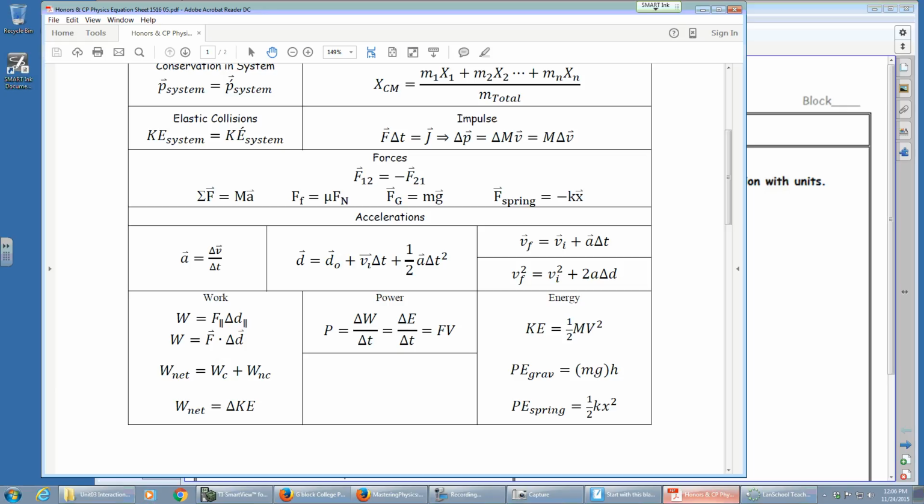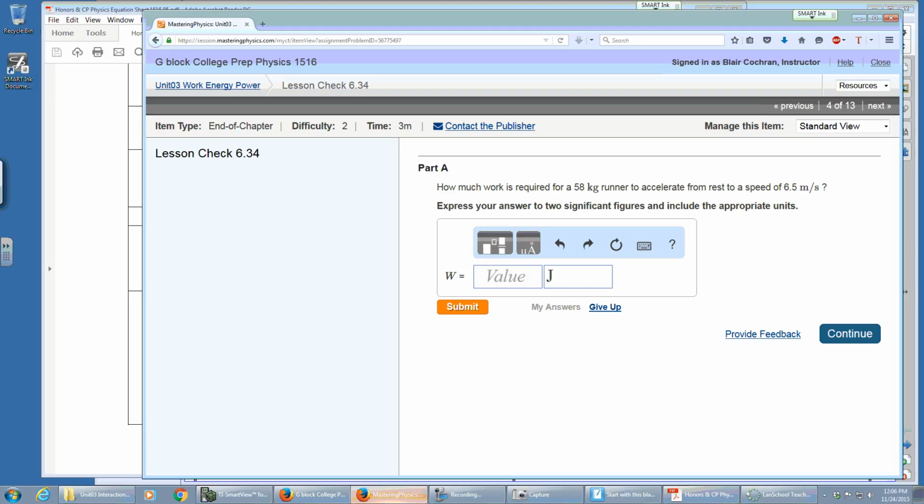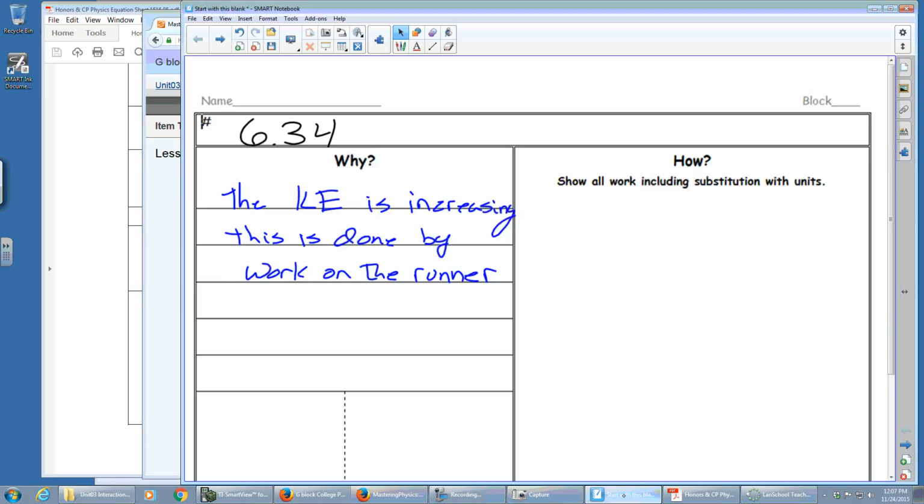So that's actually where I'm going to start. But I'm also going to use the definition of work, which is force parallel to the displacement. And I'm also going to use the definition of kinetic energy, where kinetic energy is 1/2 the inertia times the speed squared. So I'm going to use both of those. What do they tell me? How much work is required to accelerate from rest to the speed of this? Actually, I don't need to use the work thing.